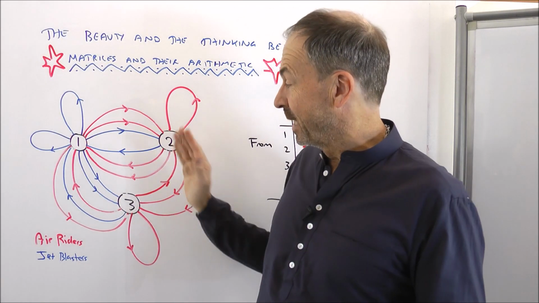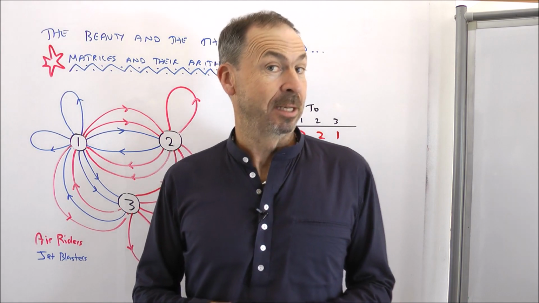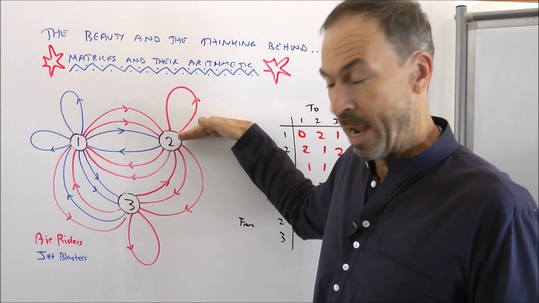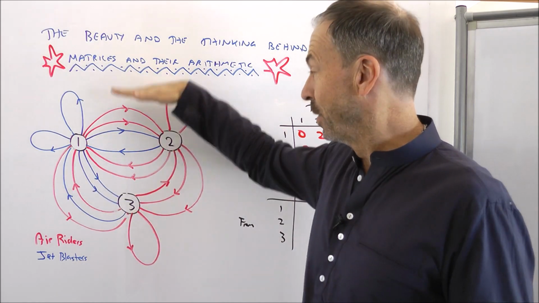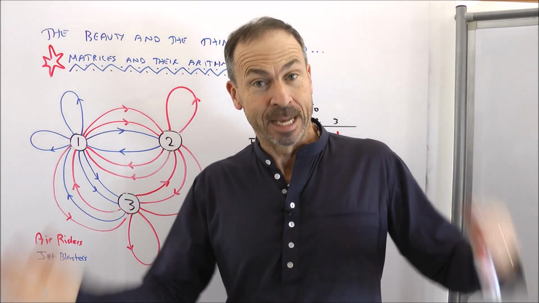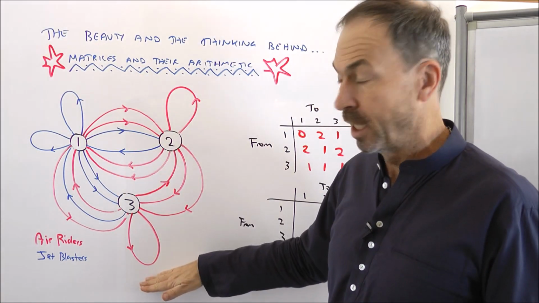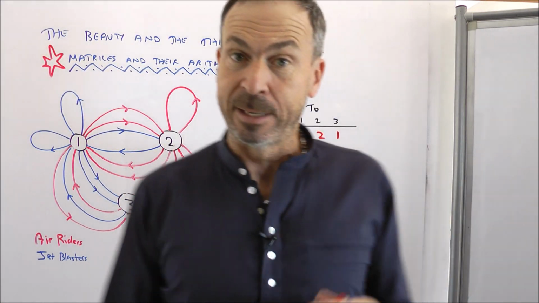Okay, so let's use this example of airline routes to actually motivate matrices. Now this diagram we have here of all the routes for Air Riders in red and all the routes for Jet Blasters in blue is actually visually very complicated. It's hard to take it in. So it makes sense to actually try to encapsulate this information in a more systematic way, namely with a table.